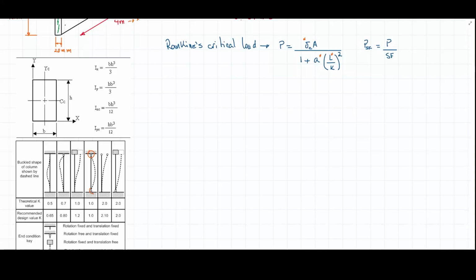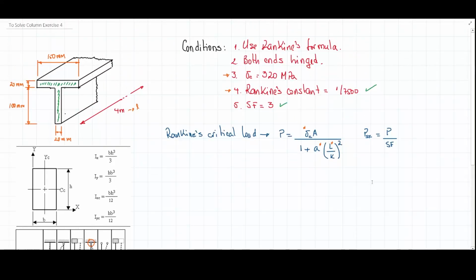So this one here, I know that the effective length for this condition is going to be equal to the physical length of the column. And of course, I have this effective length of the column. The area, well, I don't have the area, but I could calculate it because I have all the dimensions of these rectangles that form this T-shaped column.